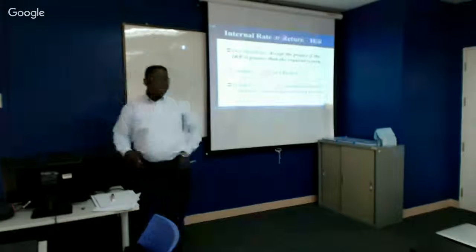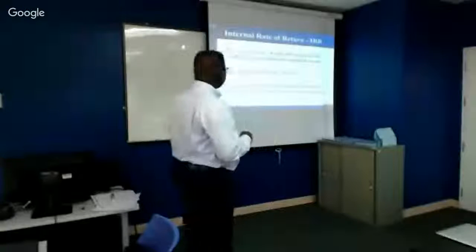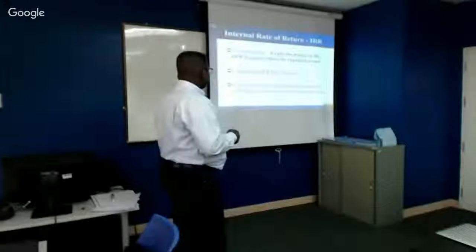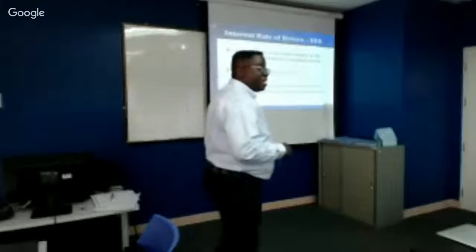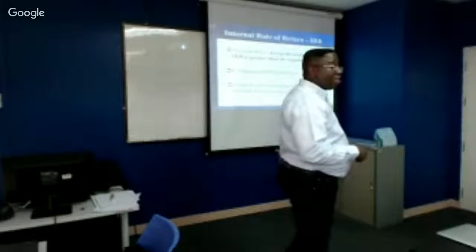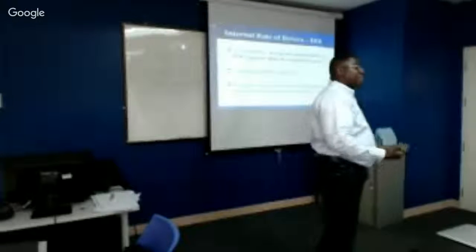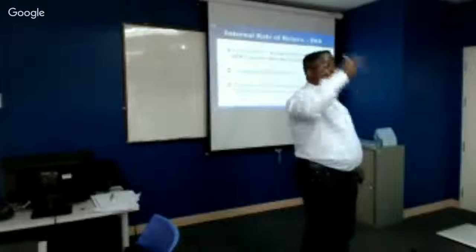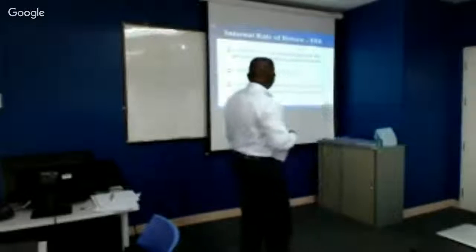So the decision rule for internal rate of return: accept the project if the internal rate of return is greater than the required return. That is, if the internal rate of return is greater than the opportunity cost of capital. You accept projects if the return is higher than the cost. Okay, that's the meaning.